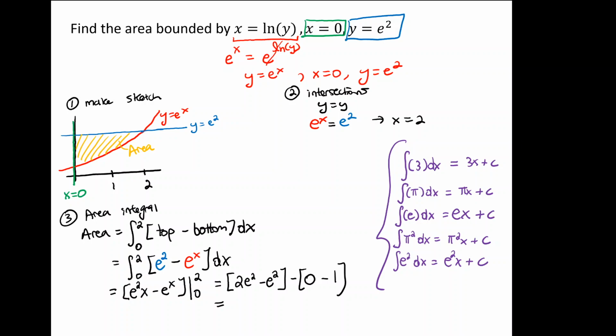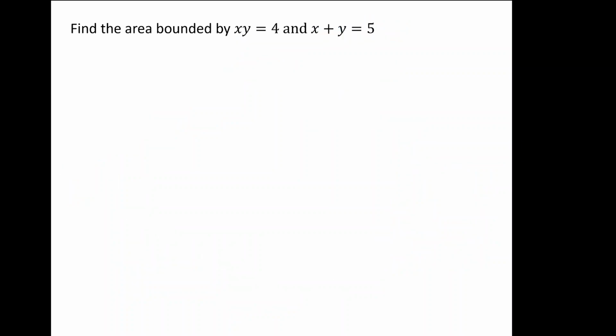2 e squared minus e squared, so 2 of something minus 1 of that thing is just 1 of that thing, so e squared minus minus plus 1 is our answer. It's kind of a beautiful question. Kind of. Maybe. Okay, maybe not.